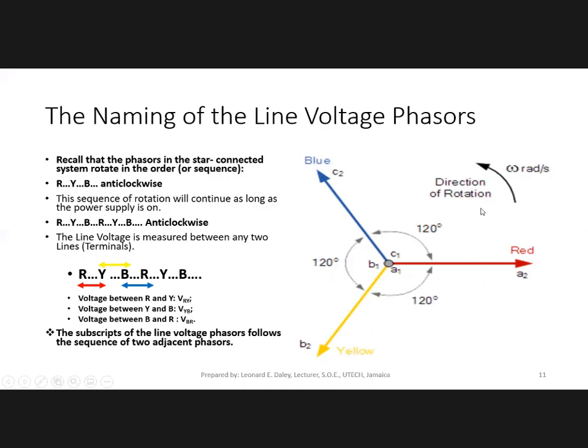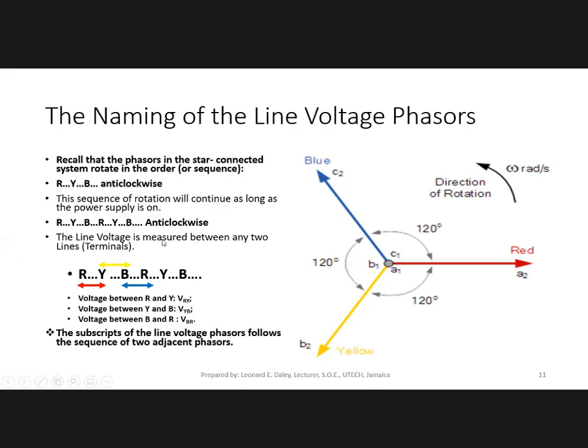So the phases are rotating in the anti-clockwise direction, opposite to the way the clock moves. They are rotating in the sequence red, yellow, blue, and they are going anti-clockwise. This sequence will continue as long as power is on. So it is red, yellow, blue, red, yellow, blue, red, yellow, blue, going in the anti-clockwise direction.